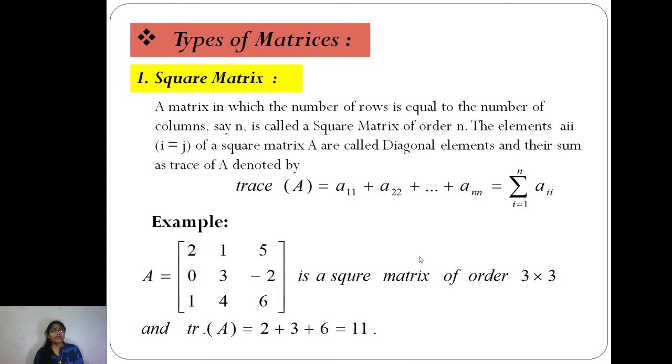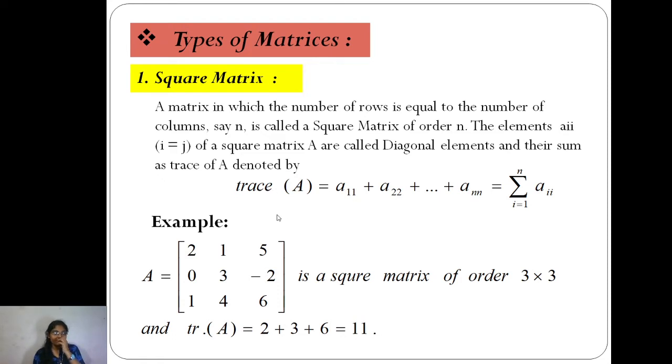The elements aii, that means suffix ii, i equals j, of a square matrix capital A are called diagonal elements. Aii means a11, a22, a33, a44, a55. This is our diagonal, and their sum is the trace of capital A, denoted by trace capital A.